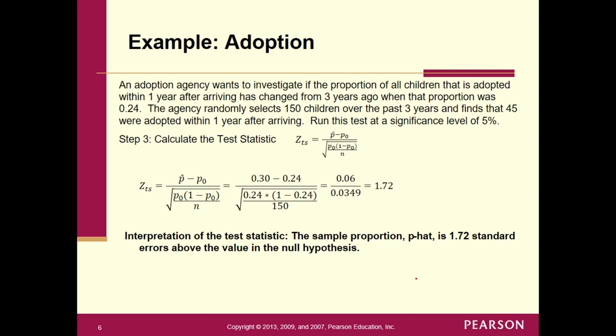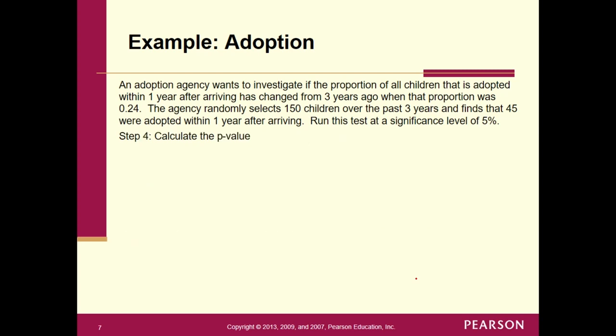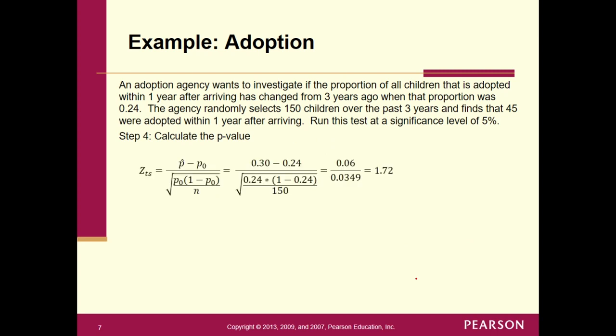Okay? What's next? After you calculate the test statistic, you should be calculating the p-value. Let's take a look. Calculate the p-value. What are we going to need? We're going to need our test stat, 1.72. What else are we going to need? You remember? Remember what else you have to look at? You have to look at what's the sign in the alternative hypothesis. And so the alternative hypothesis has a not equal to sign. That means we're running a two-tailed test.